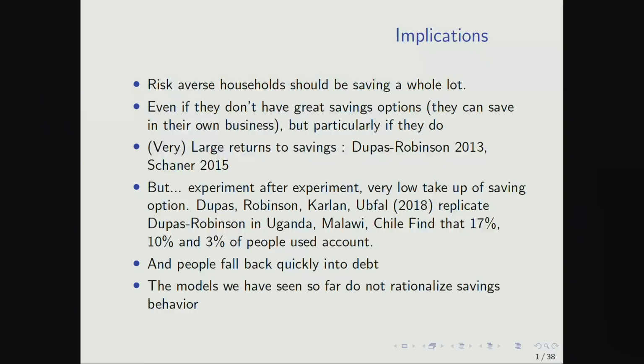After all the fees were waived and people were given basically a free savings account, you would think that if the problem was being savings constrained, then people should get hold of it. And in fact, people run this experiment, open savings accounts for people, and then people say thank you very much, and they don't use them at all. So in Uganda, 17%, Malawi, 10%, Chile, 3% use the account.